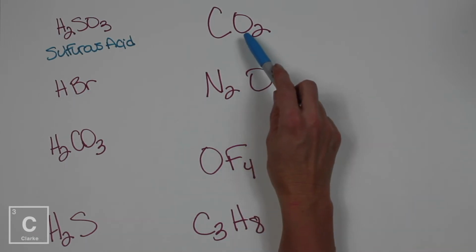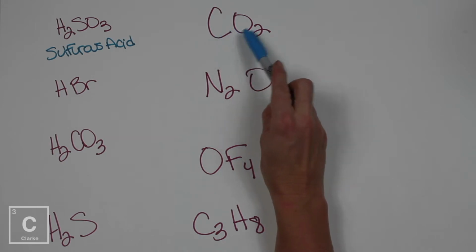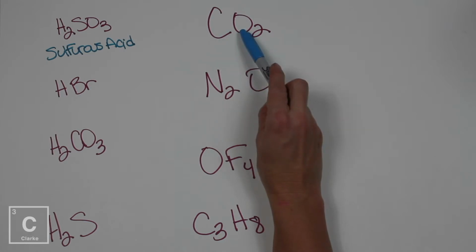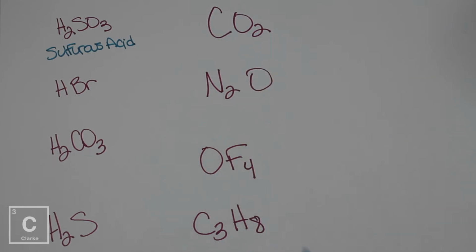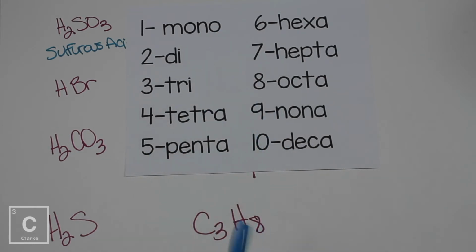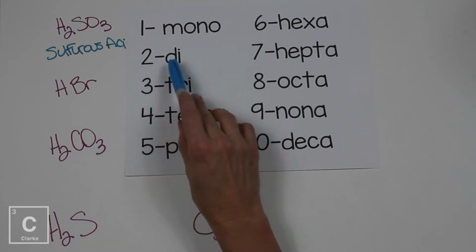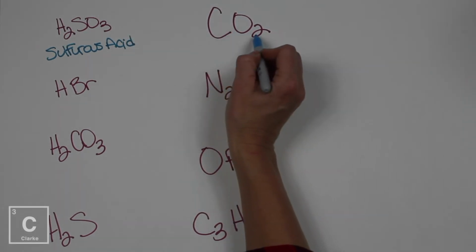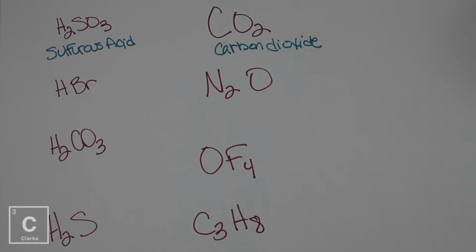Let's come across and look at this compound, CO2. We need to notice that C is a nonmetal, O is a nonmetal. This is a binary compound that is not an acid. We will need to use our prefixes. So remember, 1 is mono, but we never begin words with mono. And 2 is di. So this is carbon dioxide. I'm hoping this is familiar. We breathe out carbon dioxide. In oxygen, out carbon dioxide.